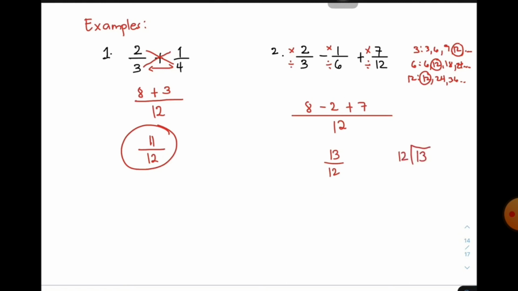How? Just simply divide, no? The numerator by the denominator. So 13 divided by 12, 1. 1 times 12, 12. Then subtract, then 1. So the quotient will be our whole number. The remainder will be our numerator. Then copy the 12 divisor as our denominator. And this is our final answer. 1 and 1 over 12.